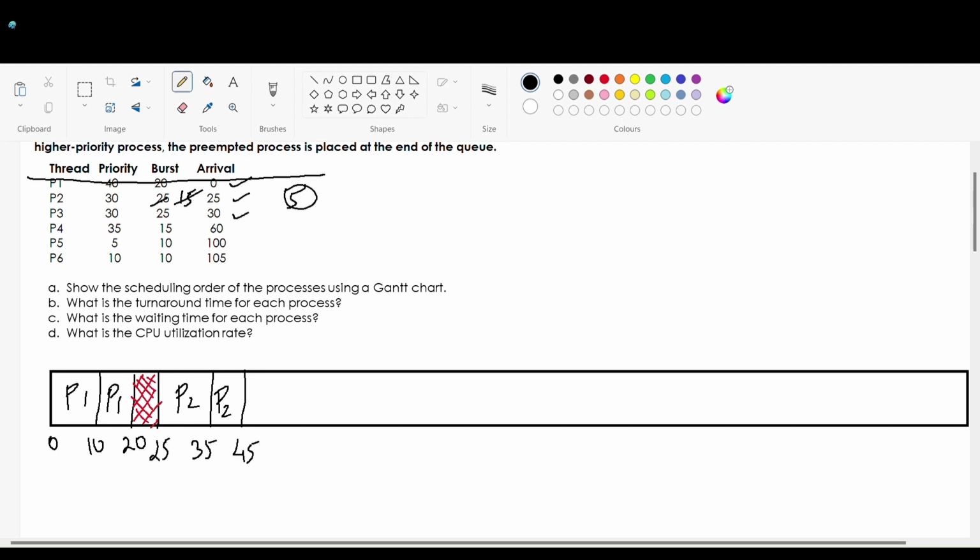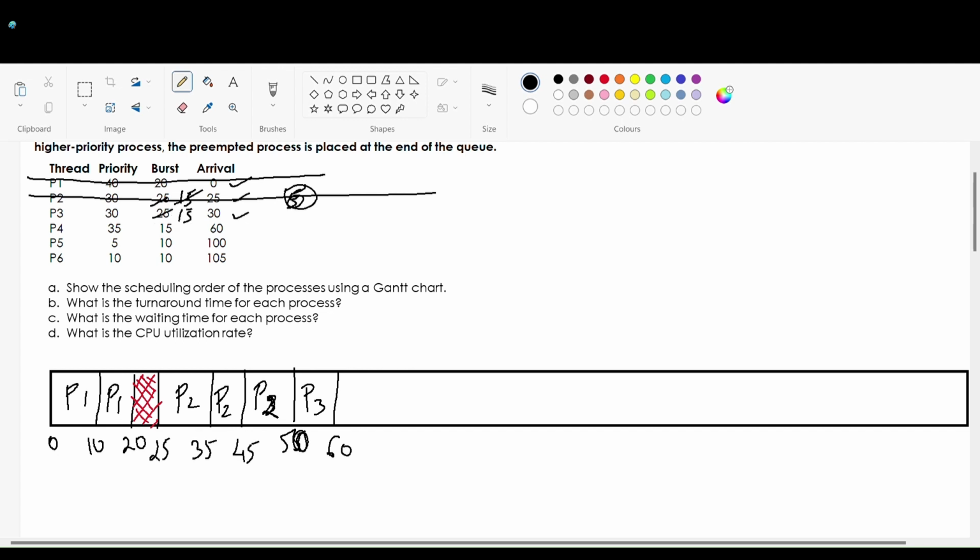Now P3 will start to execute. P3 will execute up to 55. Then P2 will execute again, up to 60 and finish. P2 finishes and leaves the system. Now P3 will start to execute and will execute up to 60, and P3 will have 15 remaining.